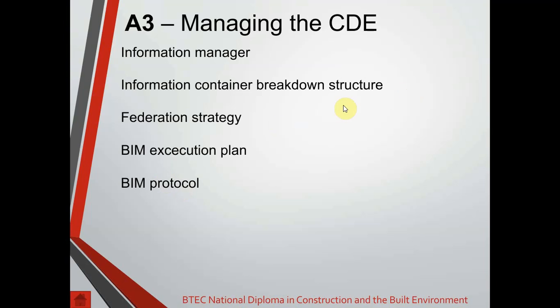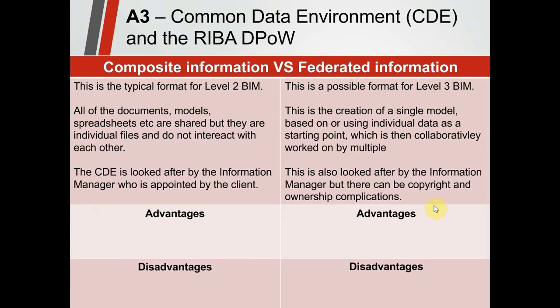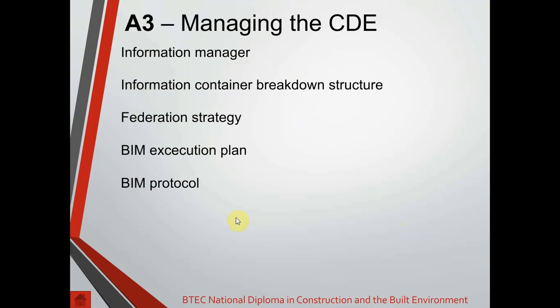Okay, you can have a federation strategy. So obviously this is if you've got this federated information instead of the composite information. As we were saying, there's a lot of difficulties in terms of copyright, in terms of ownership, in terms of use, if you're working on just one single project, one single document. So alongside your BIM protocols, you're going to need some kind of federation strategy, and that could come from the help that you might get from the BIM execution plan and from the BIM protocol.